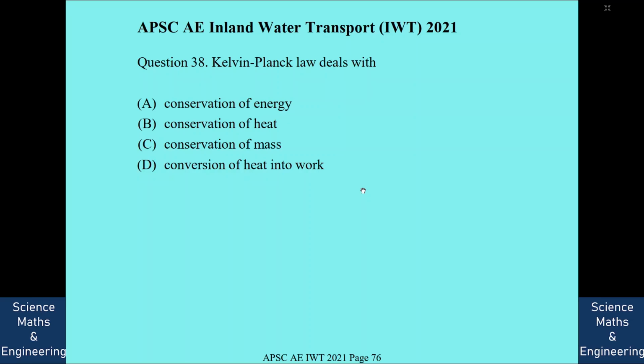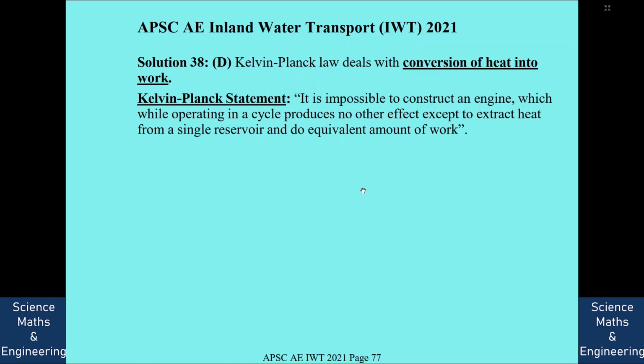Kelvin-Planck law deals with A, conservation of energy, B, conservation of heat, C, conservation of mass, or D, conversion of heat into work. So the answer is, Kelvin-Planck law deals with conversion of heat into work. The Kelvin-Planck statement is that it is impossible to construct an engine which, while operating in a cycle, produces no other effect except to extract heat from a single reservoir and do an equivalent amount of work. So it deals with the conversion of heat into work.